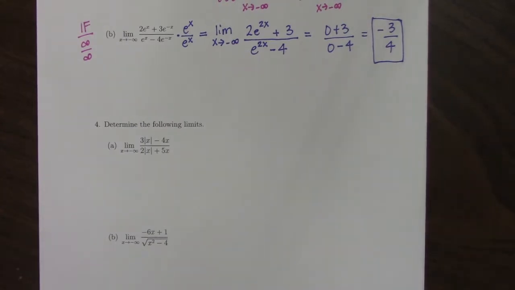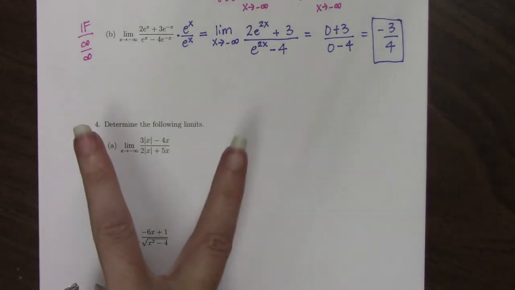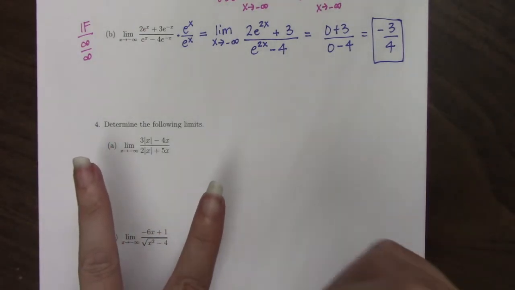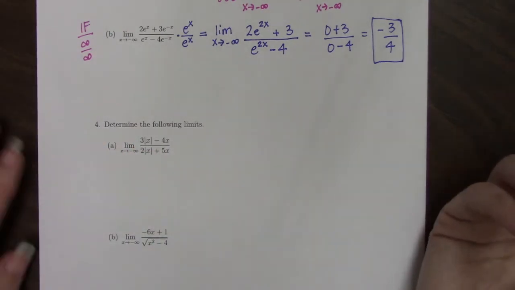Problem 4 wants us to determine the limit as x goes to negative infinity of (3 times the absolute value of x minus 4x) over (2 times the absolute value of x plus 5x). So just like anything else we do with absolute value, we have to remember first and foremost that this is a piecewise function. We also know what the graph of the absolute value of x looks like, right? It looks like a V. So on its left side and its right side, it's growing to infinity.